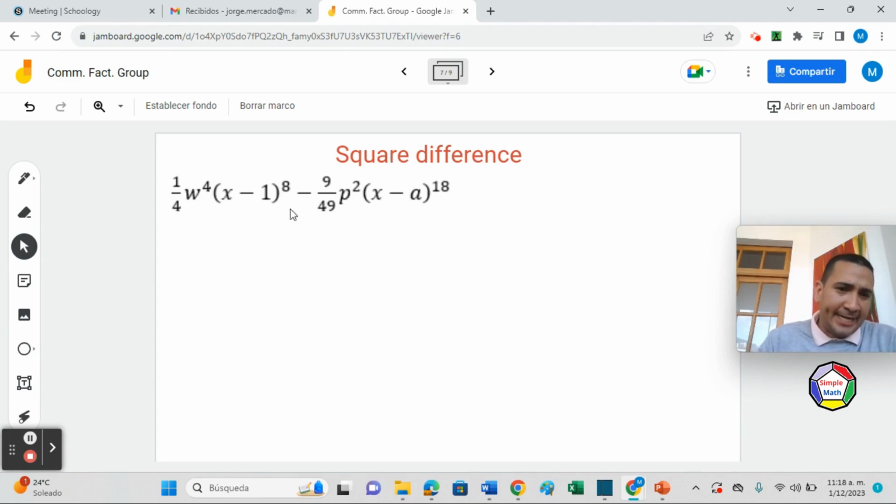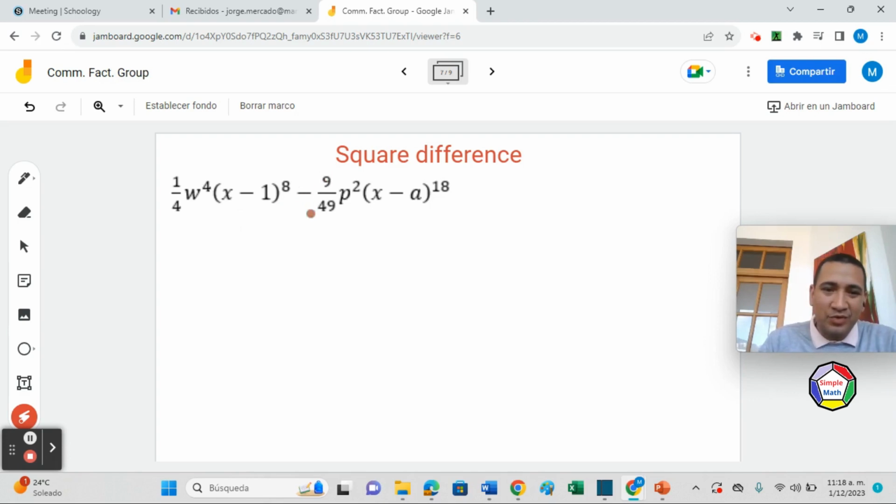If you see the first term, it has square roots, the whole first term. Why? Because the square root of 1 is 1, the square root of 4 is 2, w exponent 4 has a square root, and the whole parenthesis has a square root because look at the exponent. Imagine this is an apple. So the apple is apple exponent 8. So it has a square root.